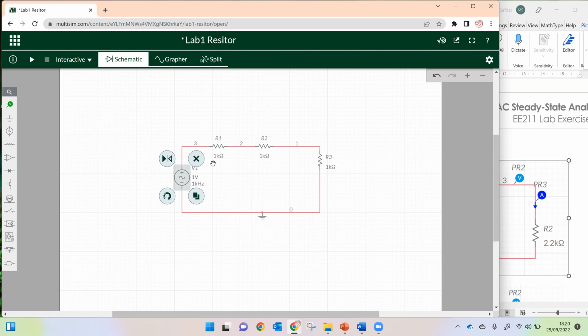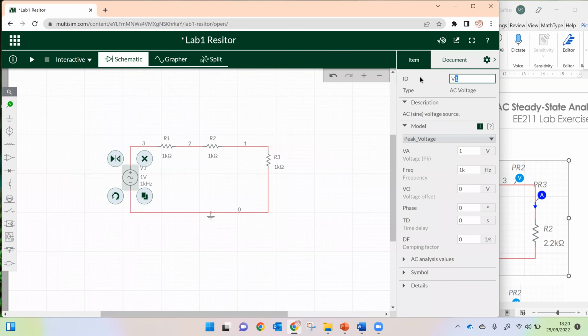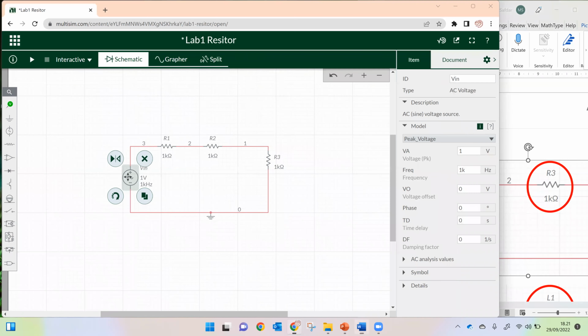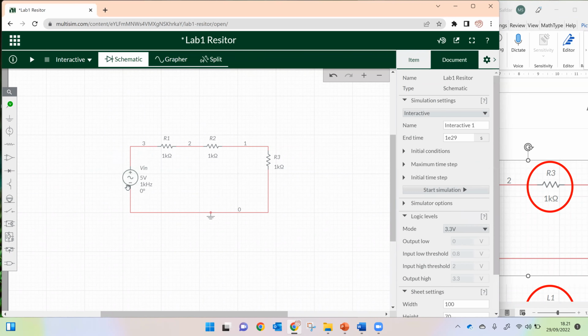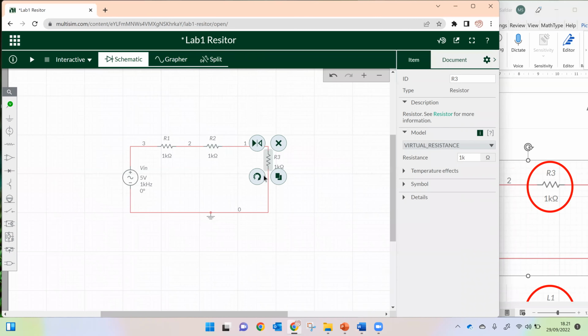Click on this component, and from here we can rename it V input, and the value is here: 5 volt and 1000 hertz. Right here 5 and 1000, it's already 1K, so this is 1000. This resistor is 1K, this is also 1K, and this one is 2.2K. We will click on it and write here 2.2K.